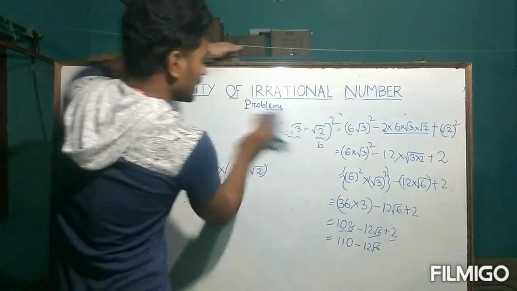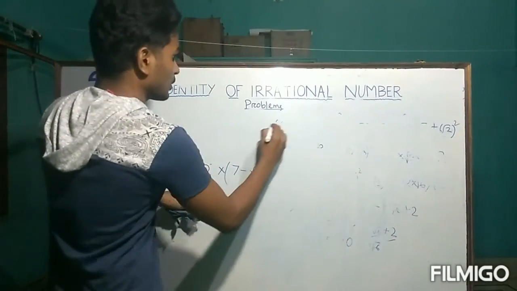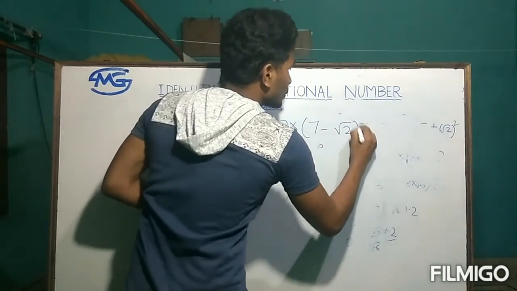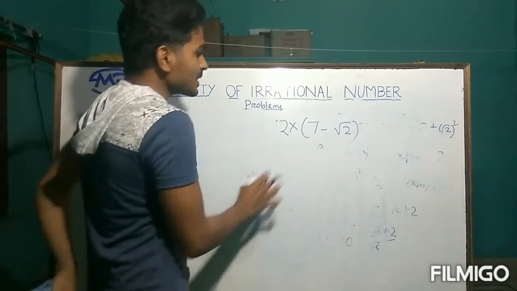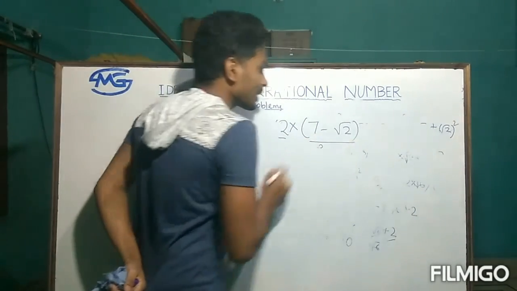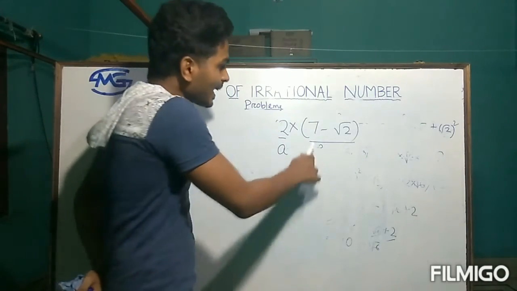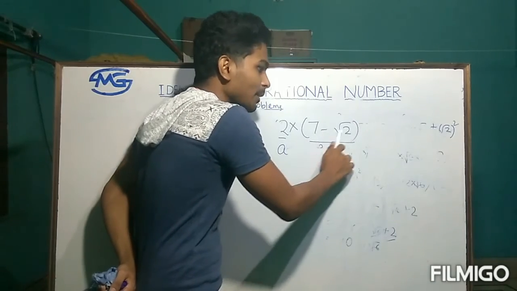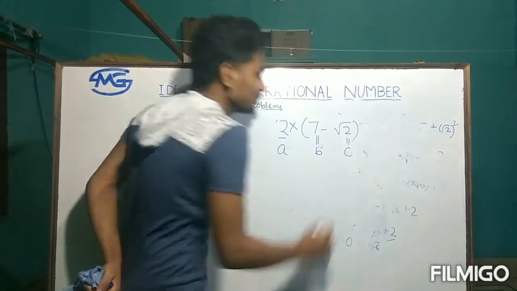So comes to the third problem. The third problem is 2 whole into (7 minus root 2). Then what will we do here? Suppose, since there are two terms and they are multiplied, this is the first one, this is the second term. Let's say this term be A. Again, this second term is divided into two terms. One is 7, one is root 2. Let's say this is B and this is C.